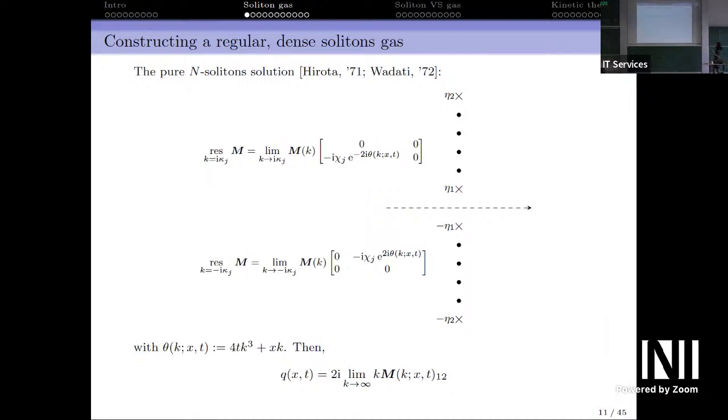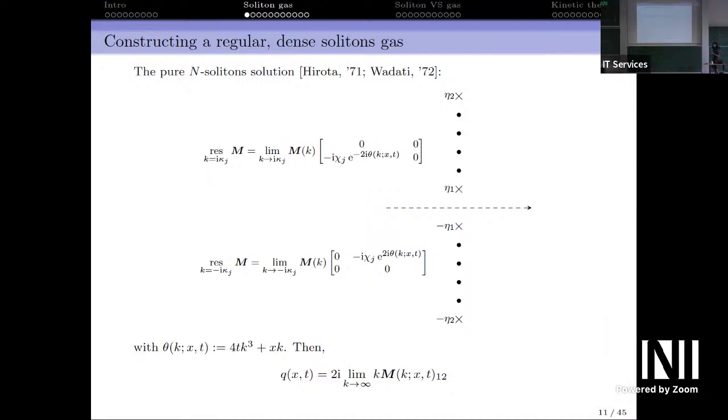in '72 for the mKdV, and so the residue conditions are given in terms of this chi j, which are the norming constants, and the phases over here, this theta, which you can see are linear in time and linear in space. And then finally, you can recover the solution of the mKdV by just solving this Riemann-Hilbert problem M and just taking the 1-2 entry, and you calculate the residue at infinity. So this is just a standard formula.